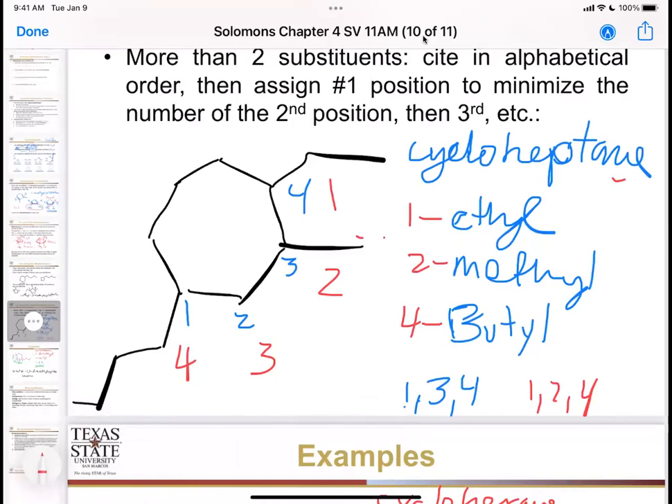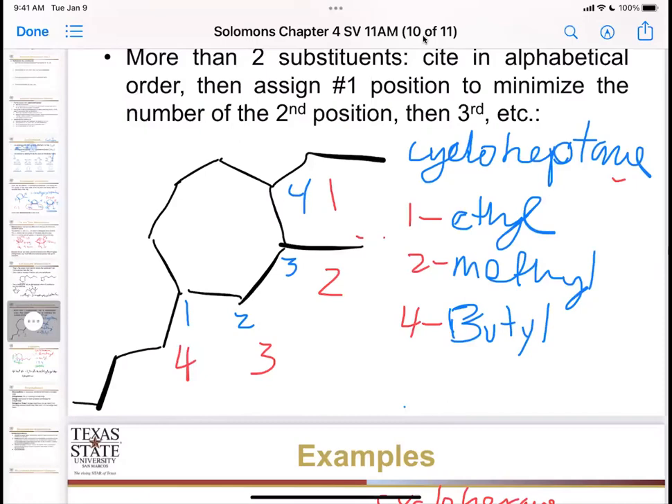Okay. That being said, we're now ready to fill it out completely, and write this in your notes at home. Let's see. Butyl comes first. So it's going to be 4-butyl-1-ethyl-2-methyl, no space, no gap, no dash, cycloheptane. All right. Cool.